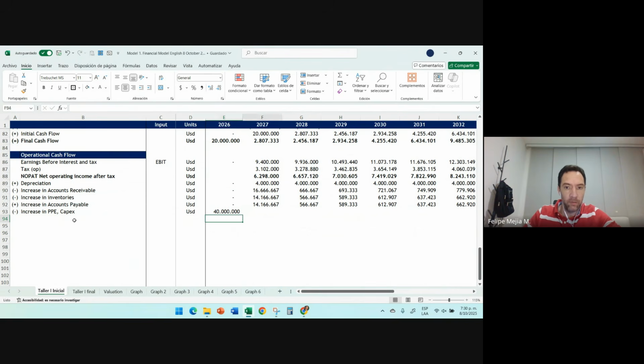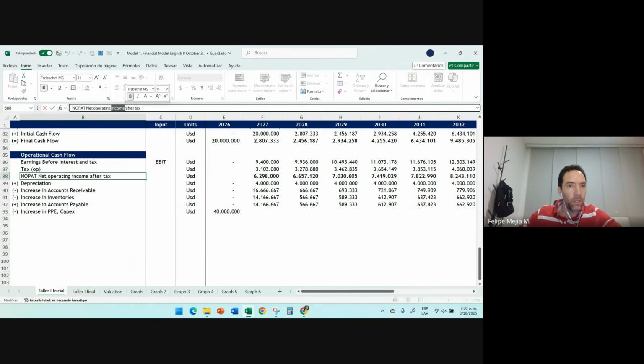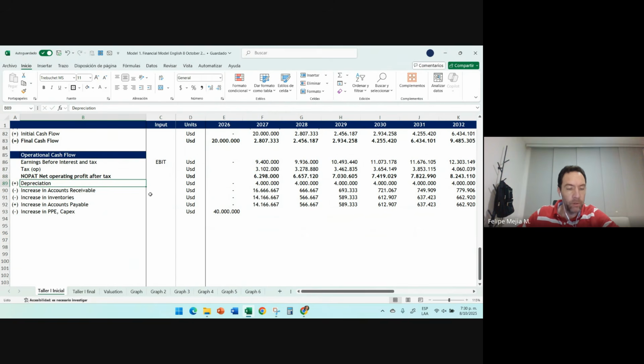In here, we have the NOPAT, or net operating profit after tax. I'm going to just change here. It's not income, it's profit. Net operating profit after tax, which is called NOPAT, or the way Damodaran uses it in his videos, EBIT times 1 minus tax rate. And then we move all the way to include the CapEx. So we have NOPAT plus depreciation minus CapEx.